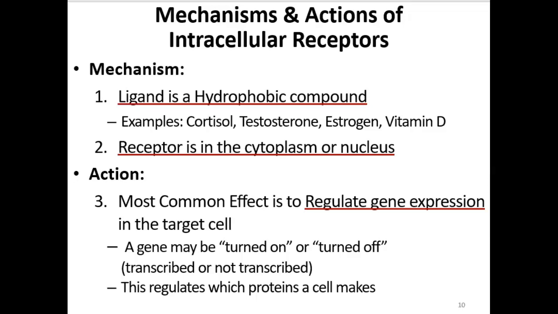When the ligand binds to the intracellular receptor, the most common effect is to regulate gene expression in the target cell. This means that a gene will either be turned on or turned off. If a gene is turned on, that means it will be transcribed and the protein it codes for will be made. If a gene is turned off, it means that the gene will not be transcribed and therefore the protein it codes for will not be made. This is how steroid hormones work.